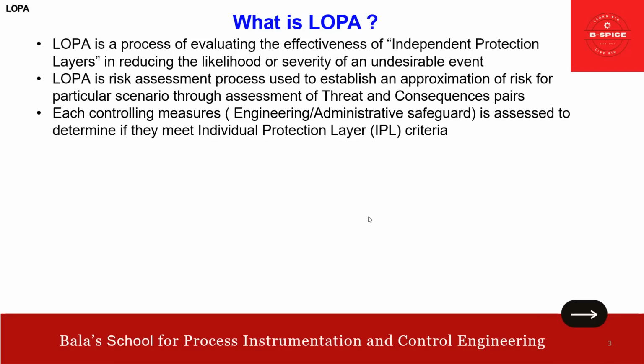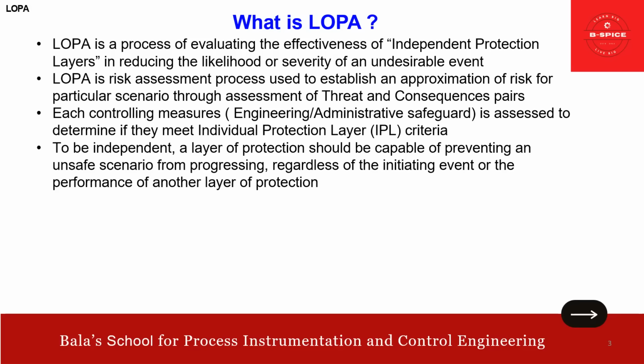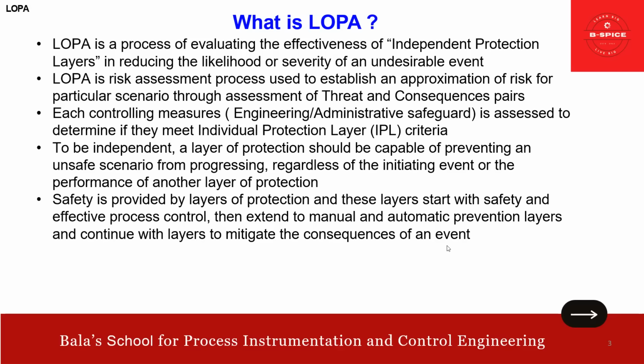Each controlling measure, like engineering and administrative, is assessed to determine whether it meets the independent protection layer criteria. To be independent, a layer of protection should be capable of preventing an unsafe scenario from progressing, regardless of the initiating event or the performance of another layer of protection. The point is, to be independent, a layer of protection shall be capable of preventing an unsafe scenario. That's it, friends.